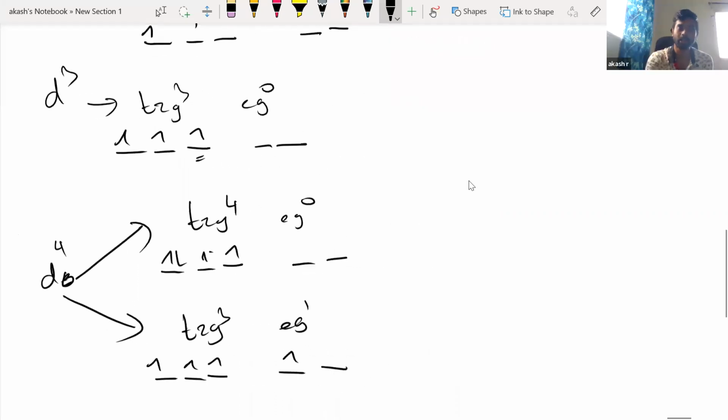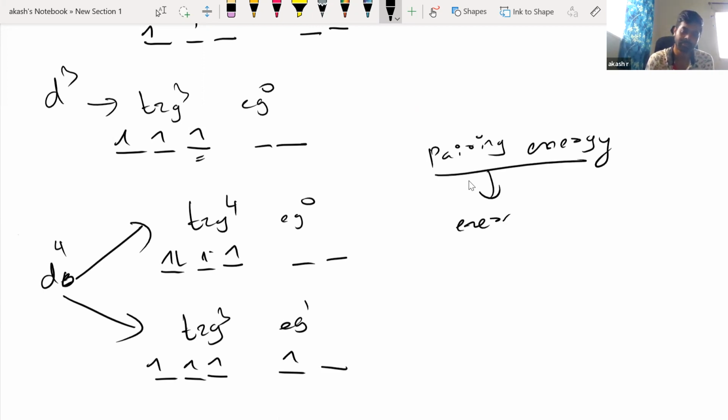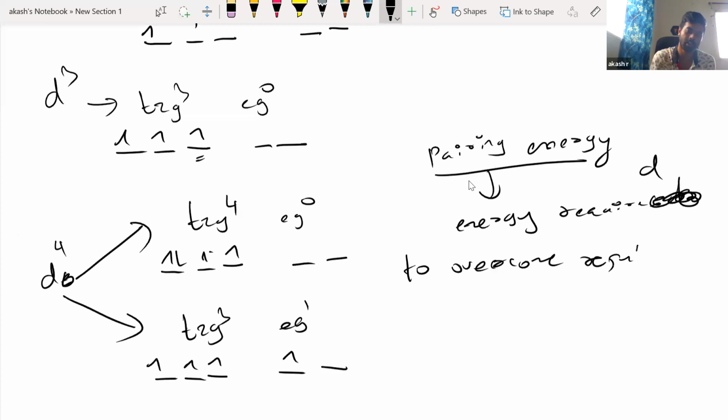So what we have to understand is there are two kinds of energy which you have to look for. One is what is called the pairing energy. Now what is pairing energy? Pairing energy is the energy required to overcome the repulsion of electrons and pair them.